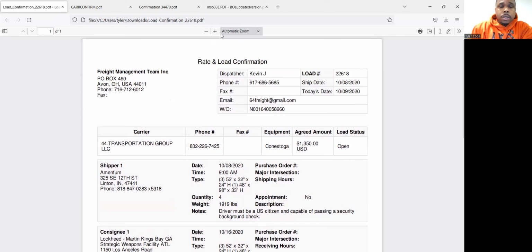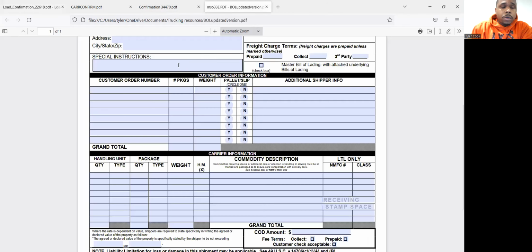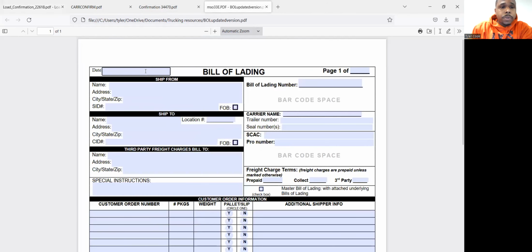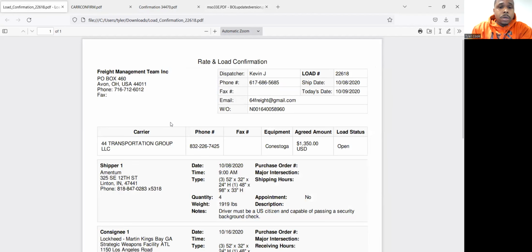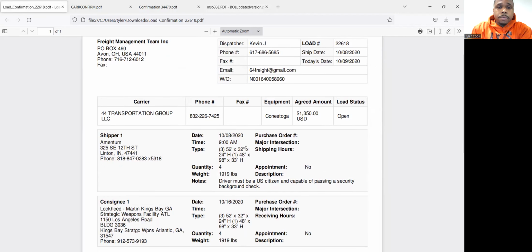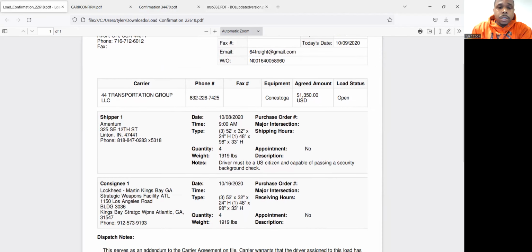So going back here, what's first? One, let's put the date. The date, of course, is going to be the date of arrival on the BOL. So the date that they arrive for this load is the date that you want to put on the BOL to match. They're to be there 10/08, 9 a.m. time. You want to pay attention to all these things. So let's do that.